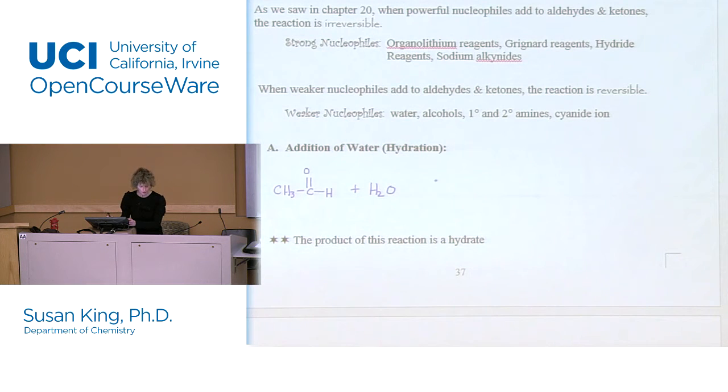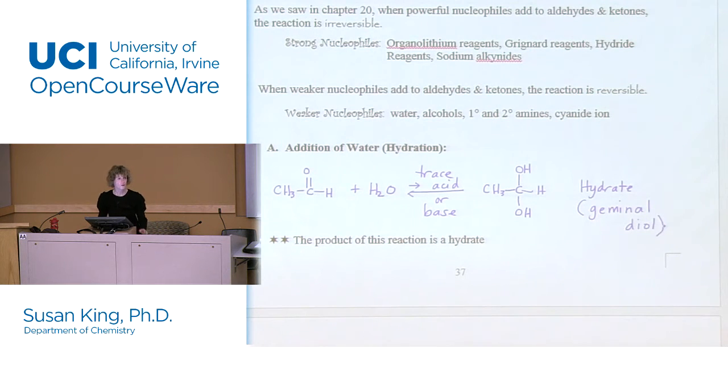Acetaldehyde in the presence of water with a trace of acid or base. Only a trace is all you need. And if you do that, you get, this is a new functional group for you, this is called a hydrate. It's also called a geminal diol. Geminal means that the two alcohols are on the same carbon, but the term hydrate is more common. So that's a new functional group that you need to know. It's a carbon that's attached to two hydroxyls. Yes?